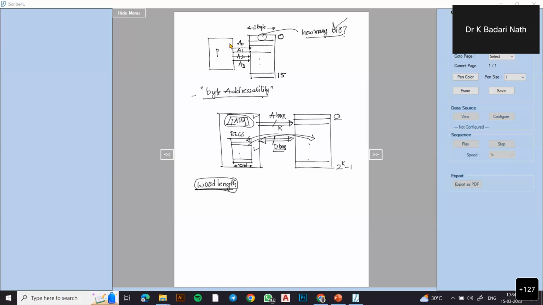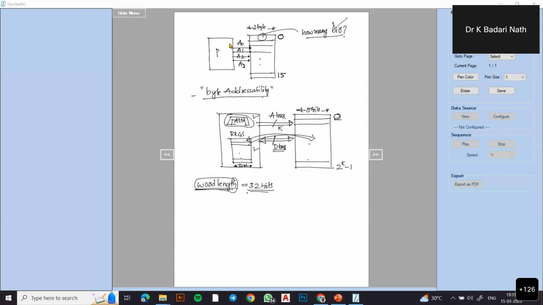Now, here is a typical question we need to understand. Let us consider the word length is 32 bits. That means I can read 32 bits at a time from the memory to the processor. But each address of the processor supports only 8 bits. That means it is not possible to read 32 bits from the memory in a single shot.